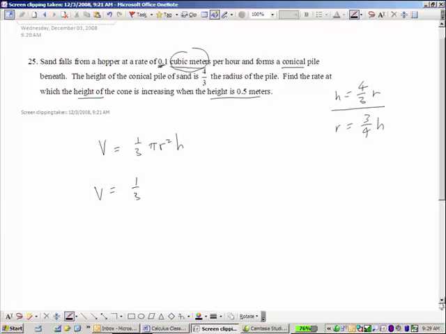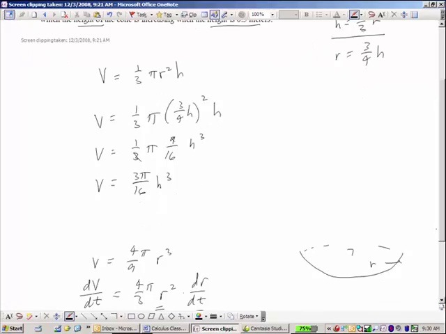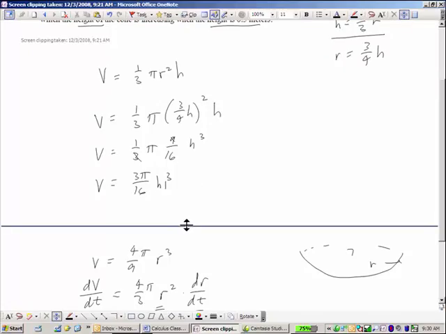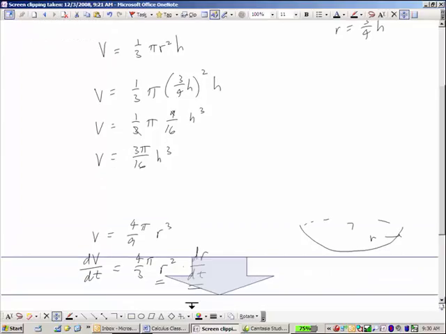Volume equals 1/3 pi times (3/4 h) squared times h. I'm going to have to do algebra. Okay. Julia? And since it's h squared times h, are you okay if I just write h cubed? So let's see. 3 goes with the 9, so I get 3 pi over 16 h cubed. Is that okay? All right, so you're ready to do everything we just did again?